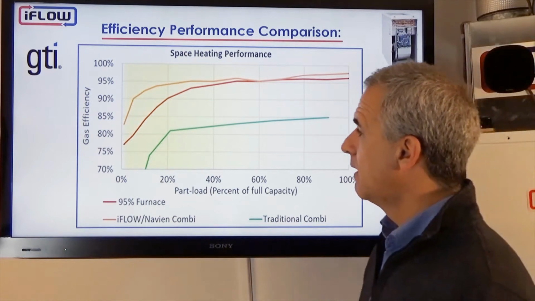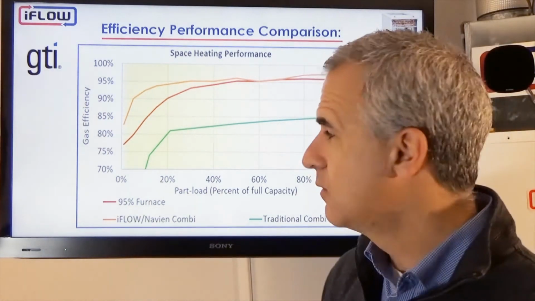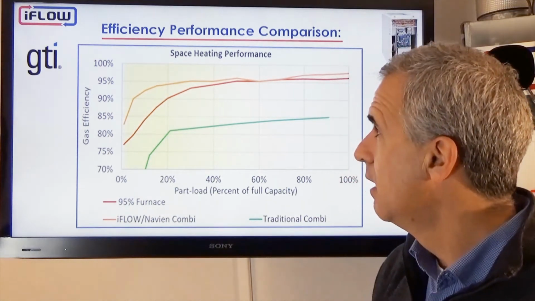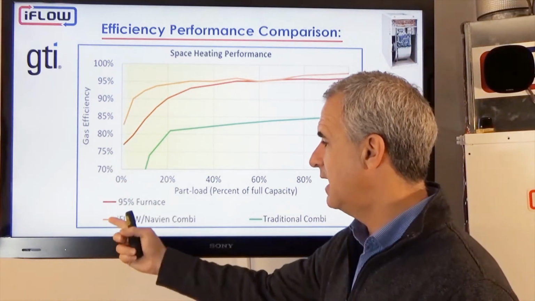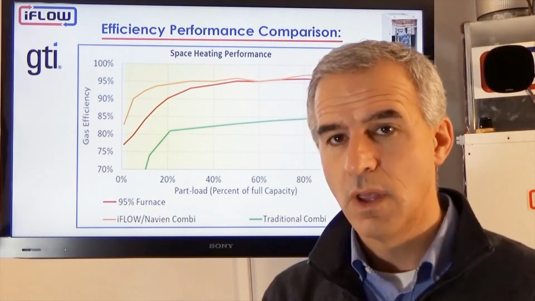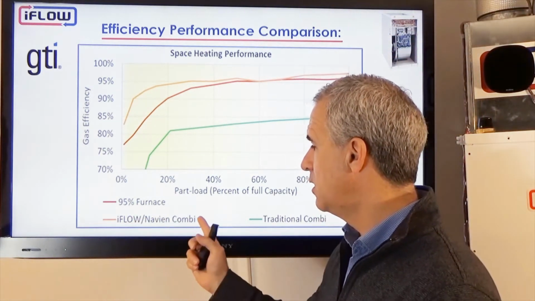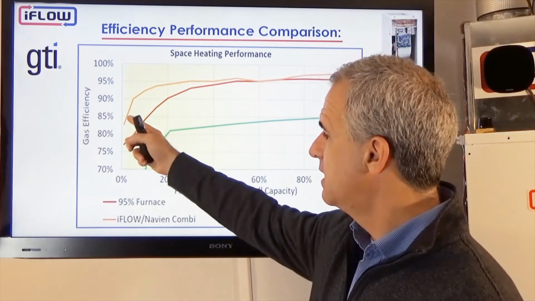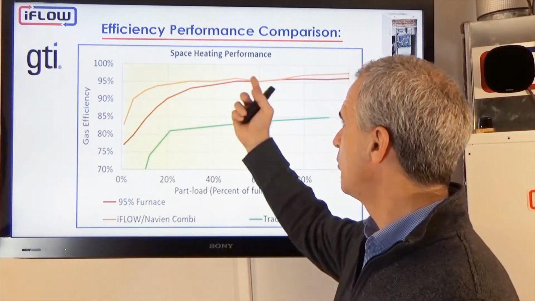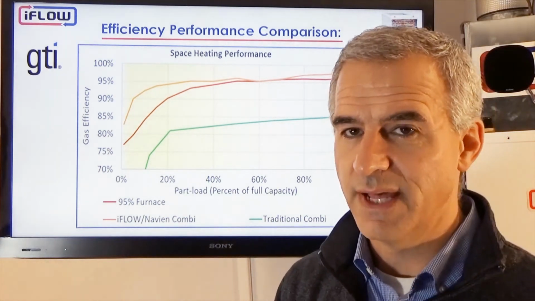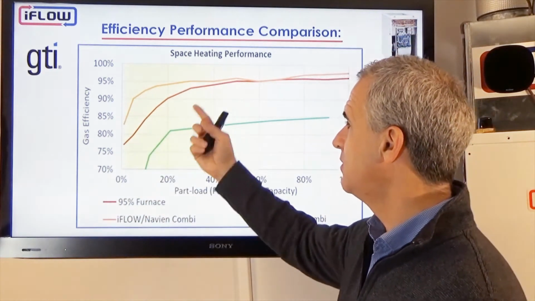So, is there a better solution? That's the question. Is there a better solution? And we believe there is. So in this case, GTI has tested the iFLOW, our unit, with the Navion NPE A series, and they put it in combination. And this orange curve is the performance based on that same distribution when compared with that two-stage 95% AFUE furnace.